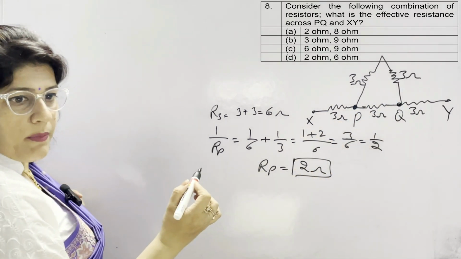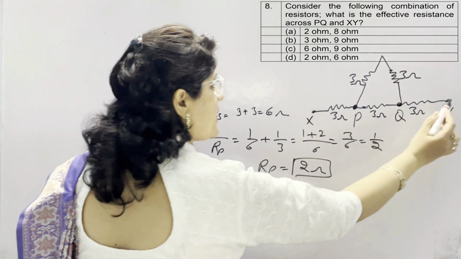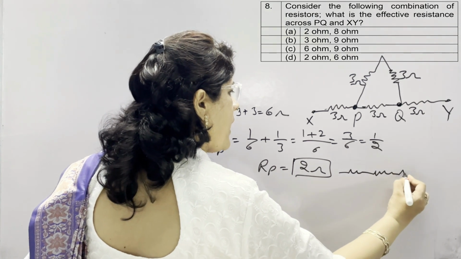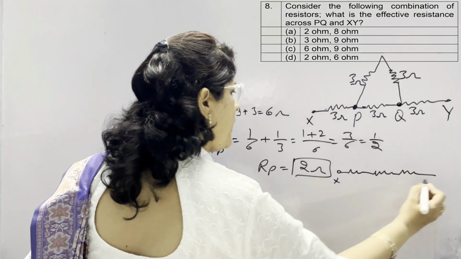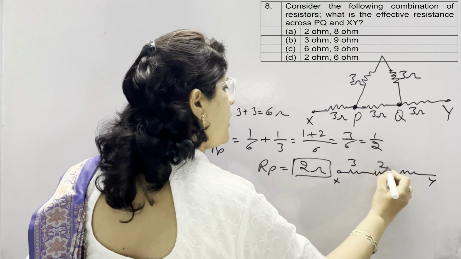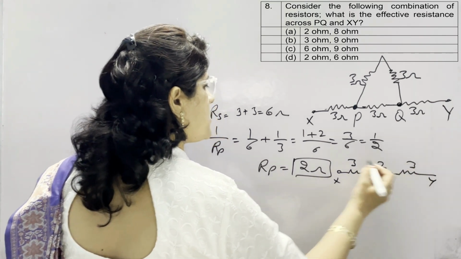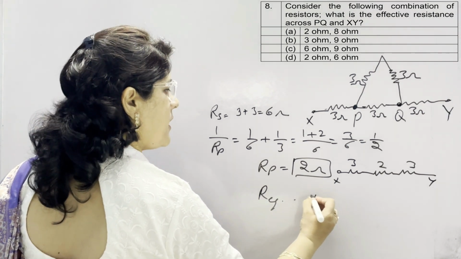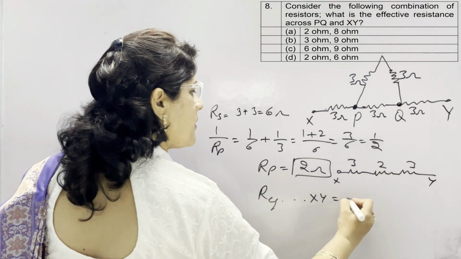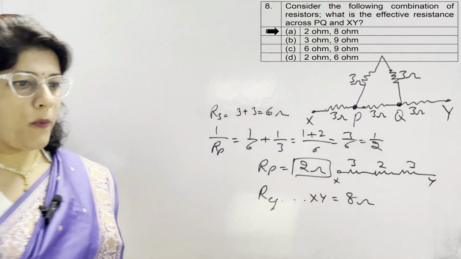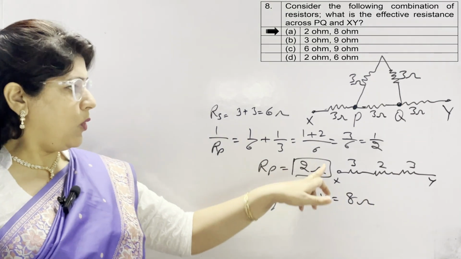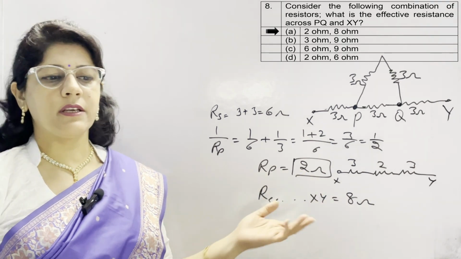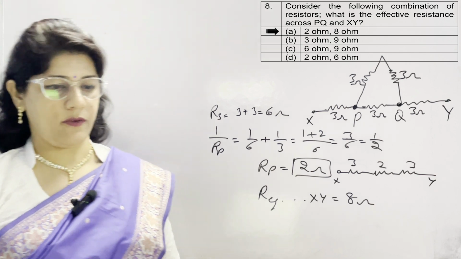And then in the second part, across X and Y, this 3 is in series with this 2 and then this 3. So the XY total equivalent resistance is this 3, 2 and 3. So 3 plus 3 is 6 and then 8. So the total equivalent resistance between points X and Y is 8 ohm. Options are, A option is 2 ohm and then 8 ohm, which is our correct option. Other options are 3 and 9, 6 and 9 and 2 and 6, which are incorrect.